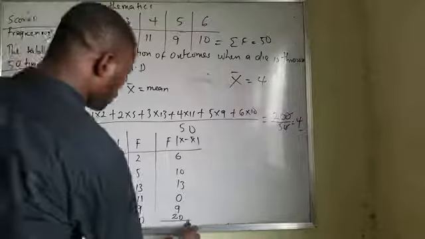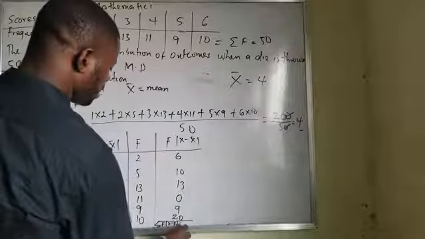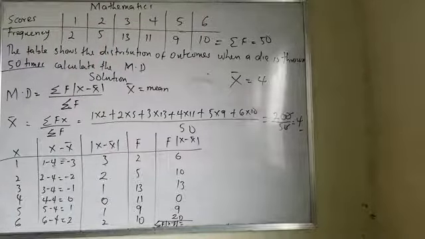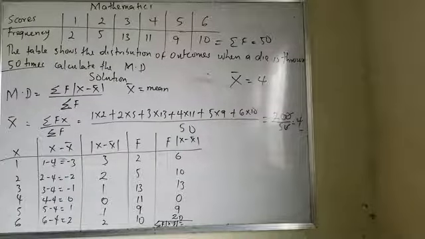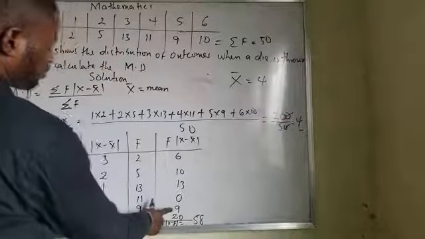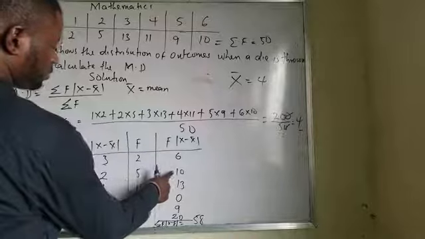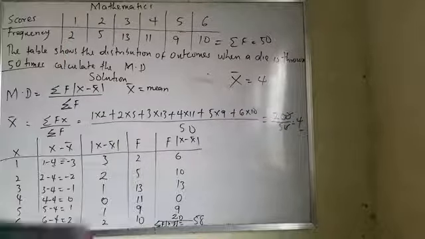Now, if I sum it up, the summation of f times the absolute value of x minus x bar will be equal to 6 plus 10 is 16, plus 13 is 29, plus 0 is 29, plus 9 is 38, plus 20 is 58. So the sum is 58.